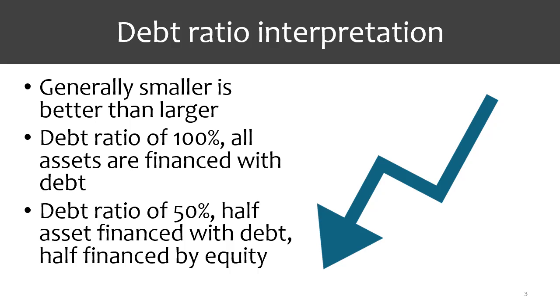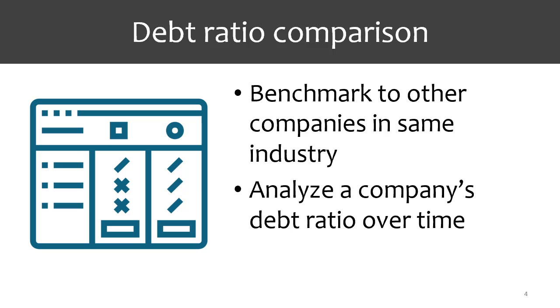When interpreting the debt ratio, it would generally be better to have a smaller debt ratio than a larger debt ratio. If the debt ratio is 100%, then all the assets of the company are financed with debt. A debt ratio of 50% means that half the assets are financed with debt and the other half are financed by equity. The higher the debt ratio, the higher the company's financial risk.